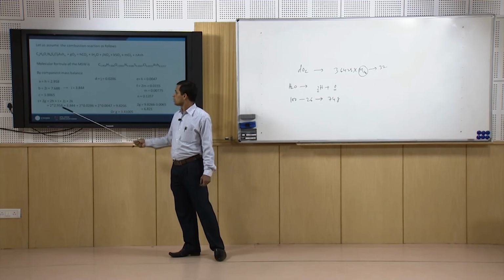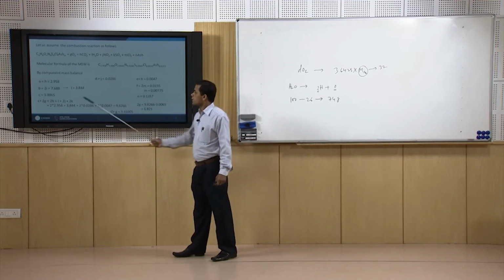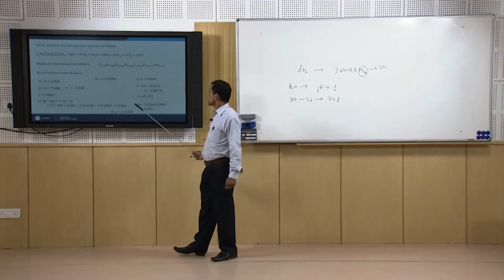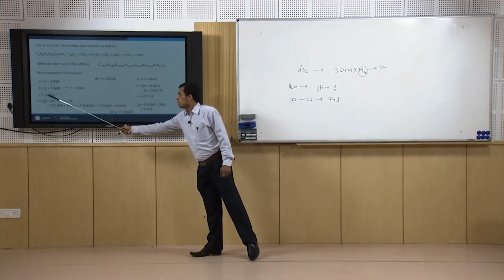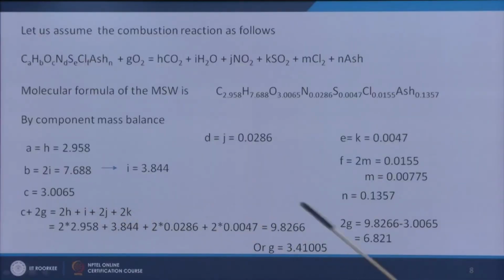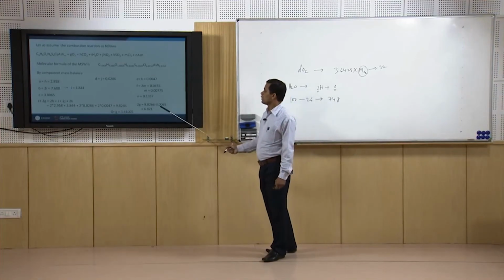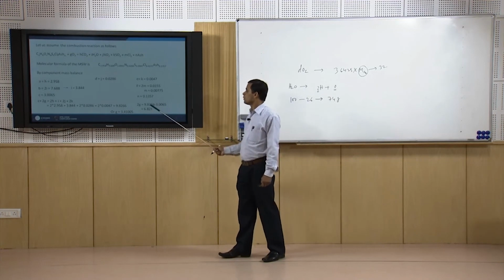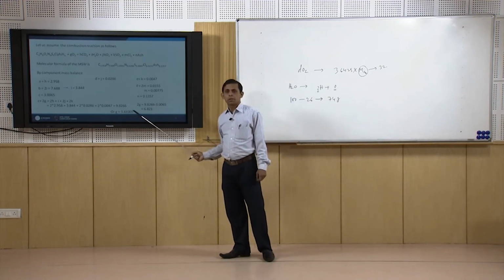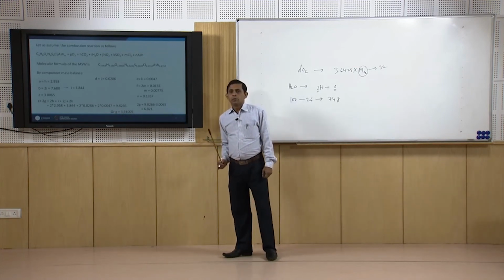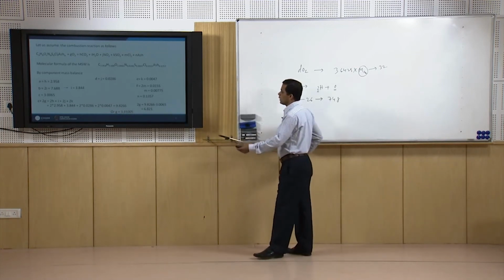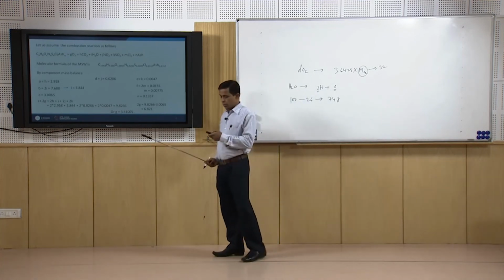So, this is equal to C plus 2G. So, 2G is equal to this minus C. So, 2G is equal to 9.8266 minus this C, that is 3.0065. So, it is coming to 6.821. So, 2G is equal to 6.821. So, G is equal to 6.821 divided by 2, that is equal to 3.41005. So, this is the value of G that is desirable. We are interested to know the value of G, and we are seeing here that it is equal to 3.4100 moles.